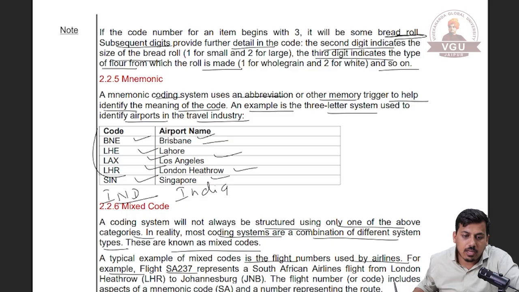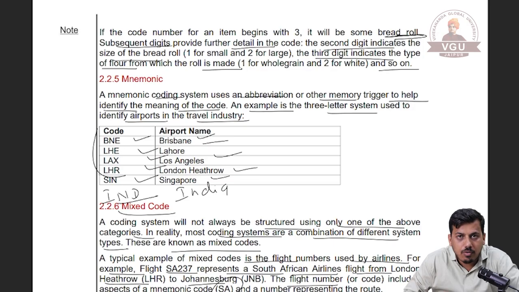For example, flight SA237 represents a South African Airways flight from London Heathrow to Johannesburg. The flight number or code includes aspects of mnemonic code, like SA. This is mnemonic, and a number representing the route. So SA is mnemonic, and in the number they are using the route code as well. In SA237, SA represents the mnemonic group and 237 represents the faceted group. So sometimes mixed codes are used by different organizations. These are the codes and coding systems used by different organizations.